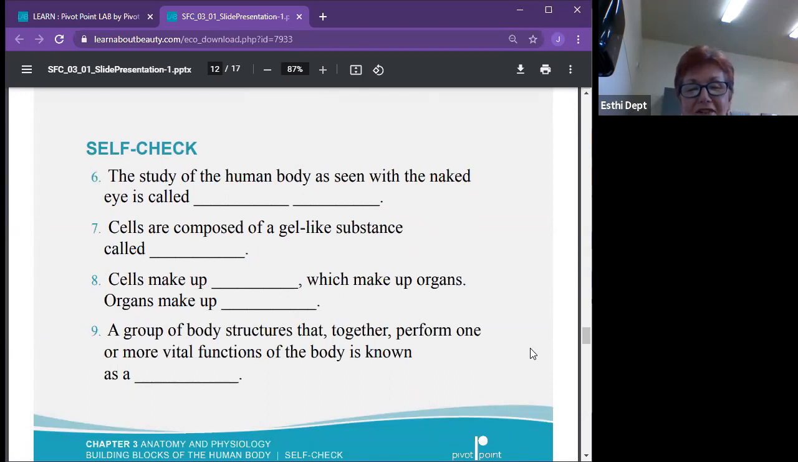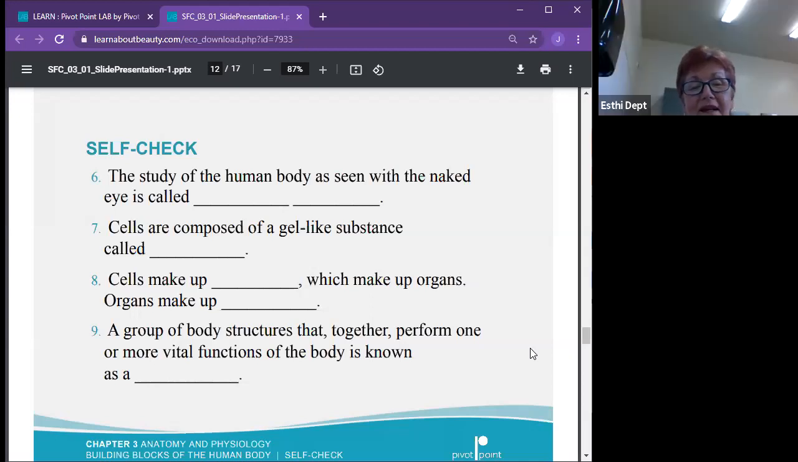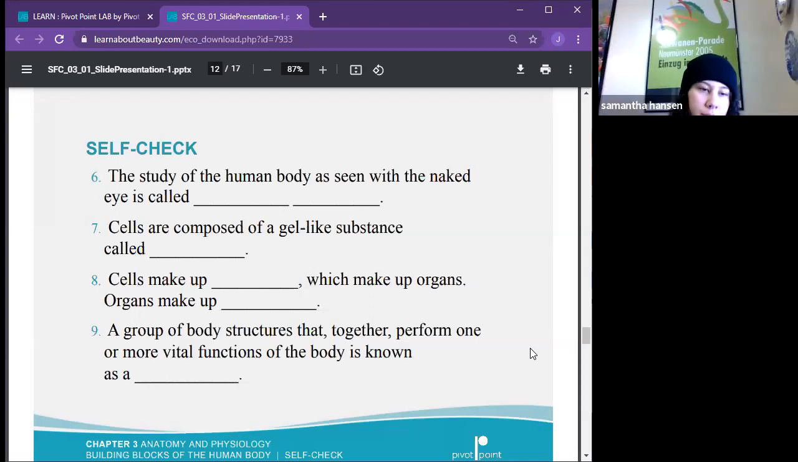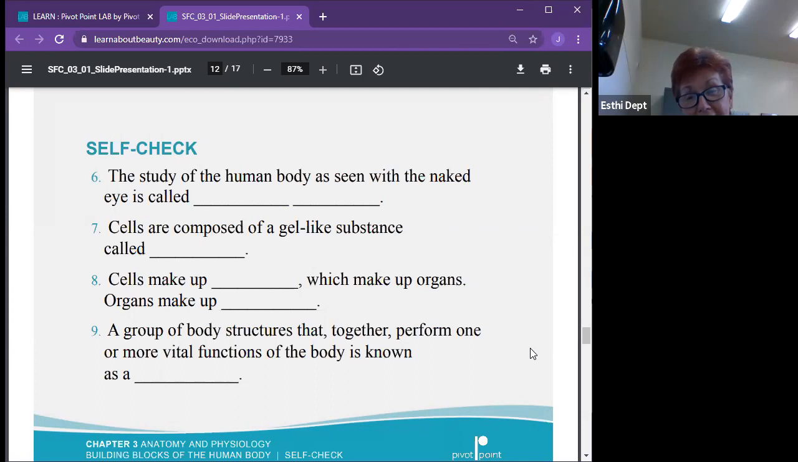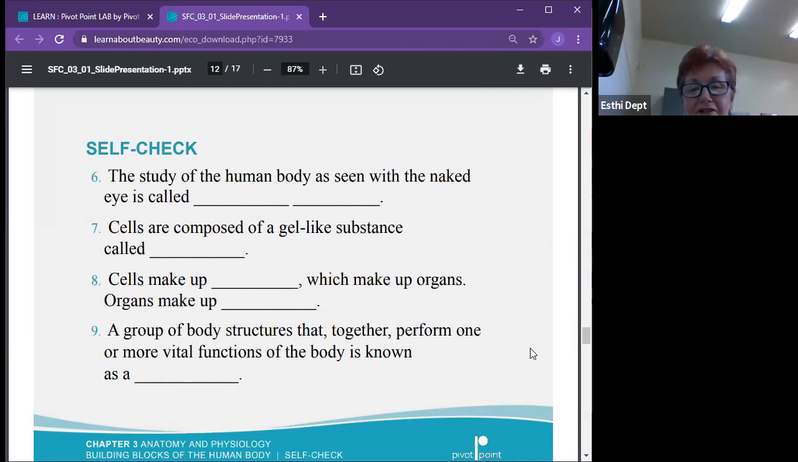Cells are composed of a gel-like substance called protoplasm. Good. Cells make up blank, which make up organs. Cells make up tissues, right? And then organs make up systems. Good. So a group of body structures that together perform one or more vital functions of the body is known as a system.